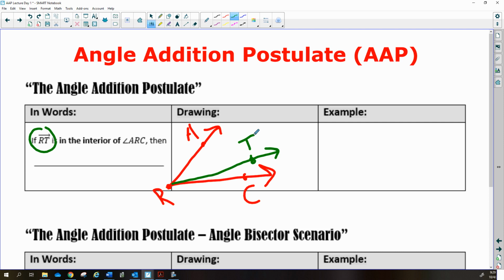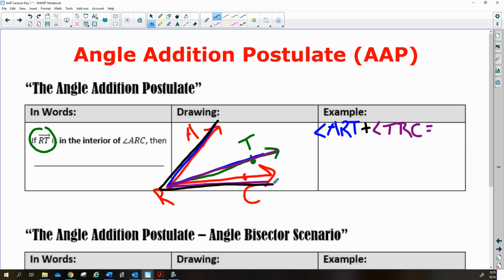So if I add these angles together, and I'll color code these as much as I can, this angle right here, which we're going to call angle ART, if I add on this angle, which I'll put in purple, angle TRC, I will get the entire angle that I highlighted in black, angle ARC.